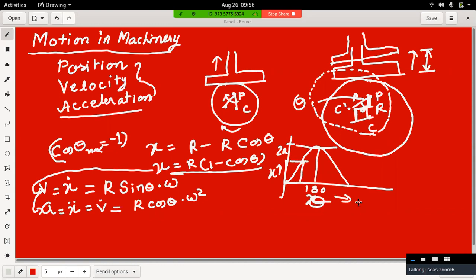Okay, if this is r, so this is 90 degree, and similarly like this we can further plot the velocity, distance plot for a cam and corresponding follower.